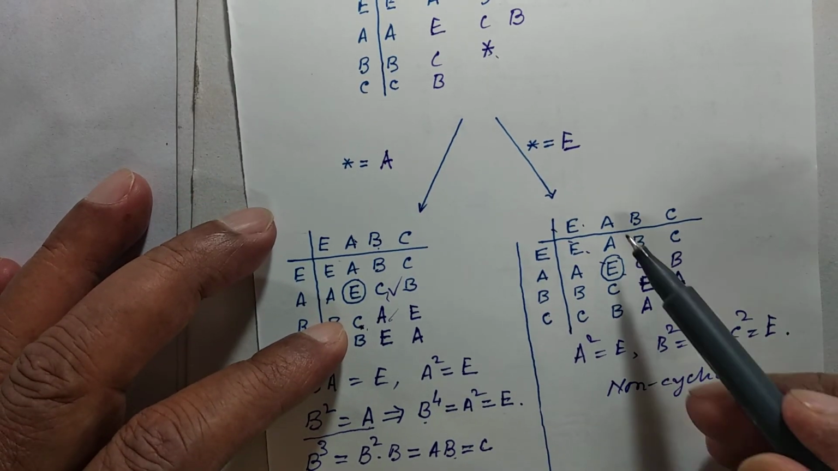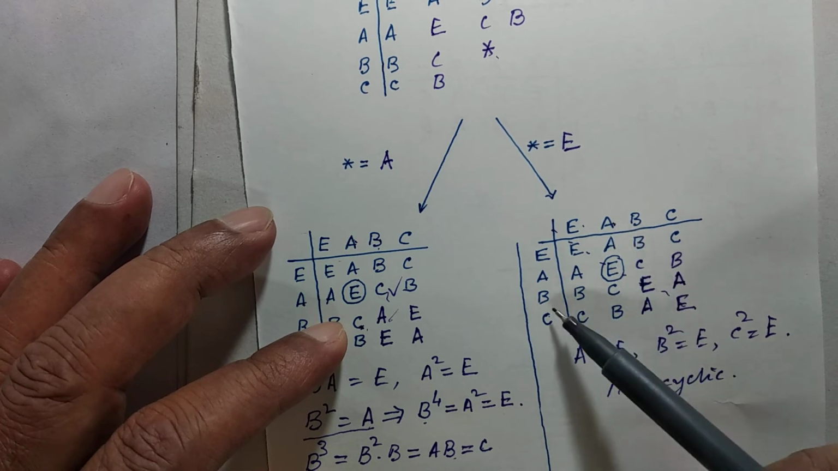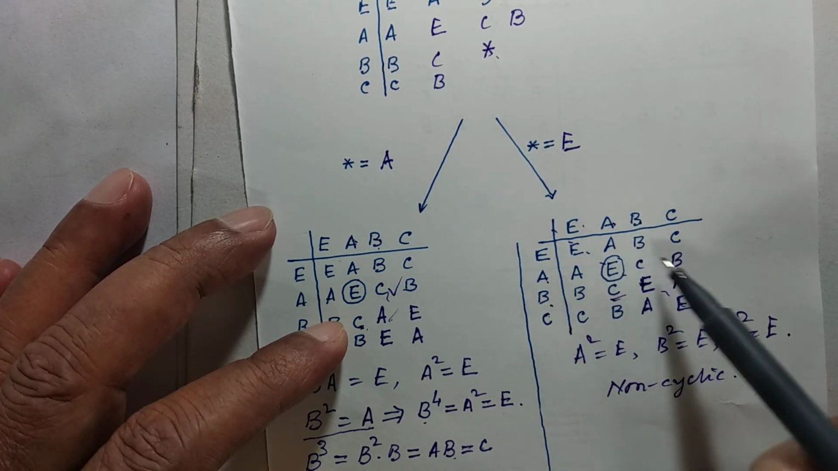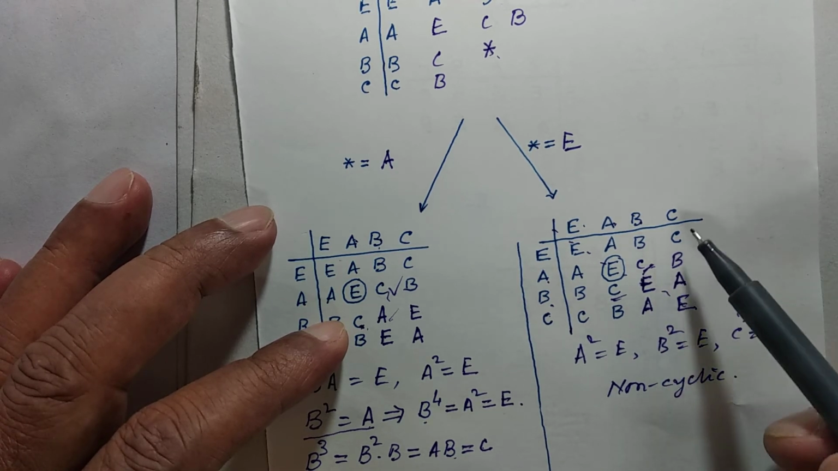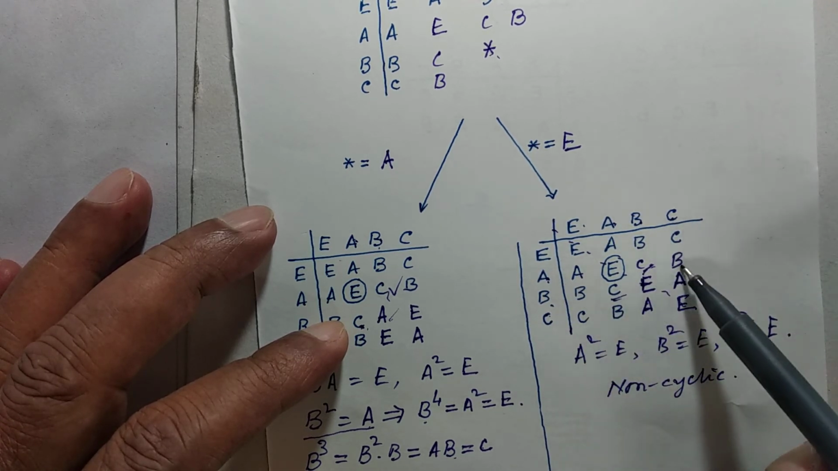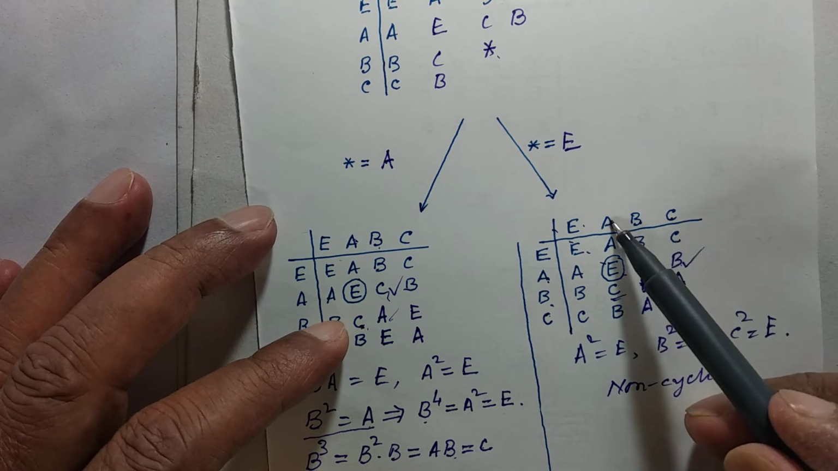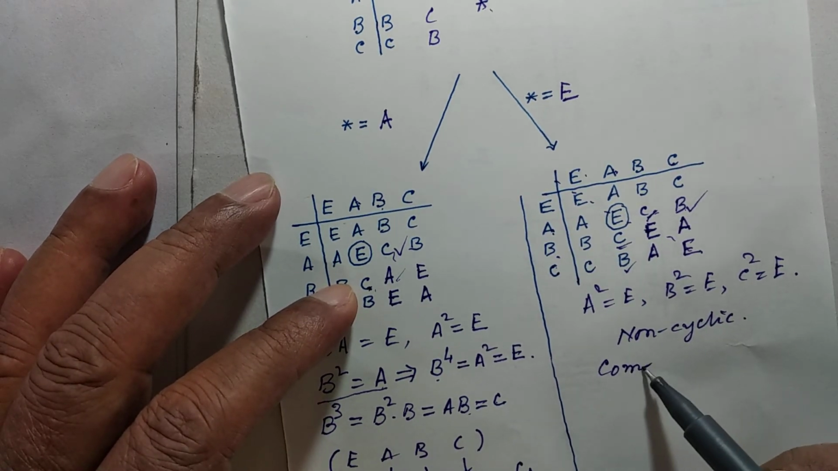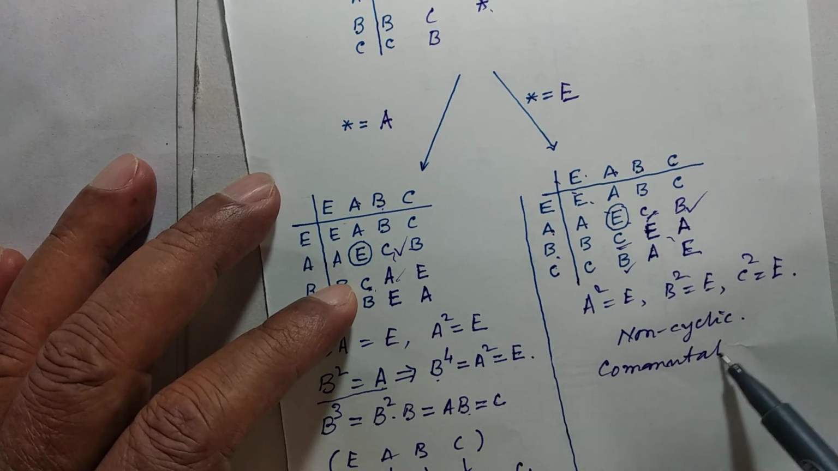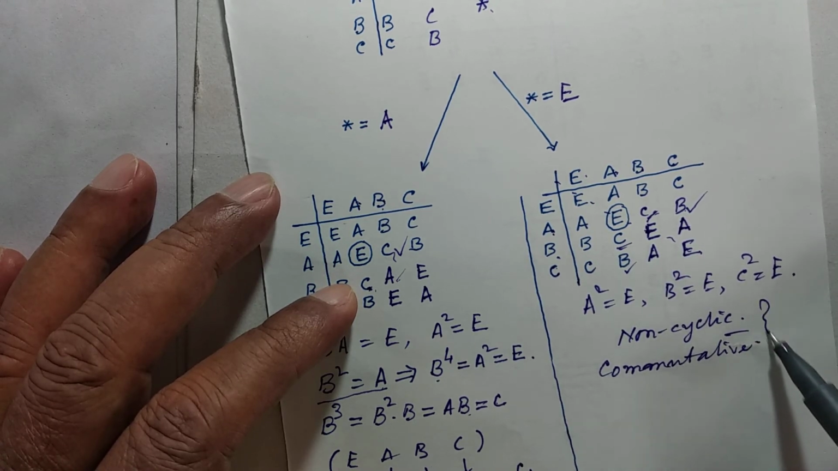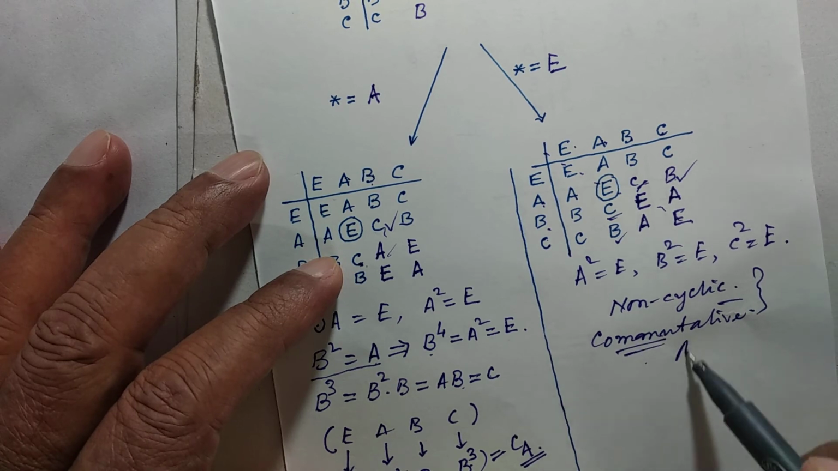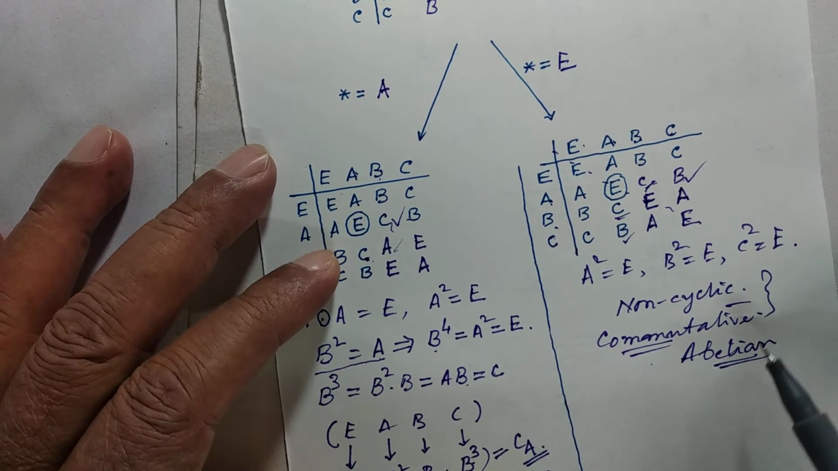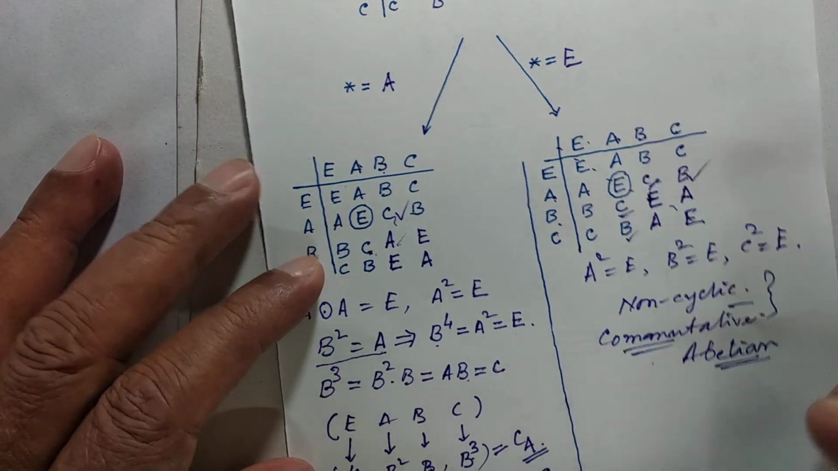But this is abelian because we find AB is equal to C, also BA is equal to C, CA equal to B, and AC equal to B. Thus it is commutative. Non-cyclic but commutative. Commutative means abelian. So both the groups are abelian, but one is cyclic and the other is non-cyclic.